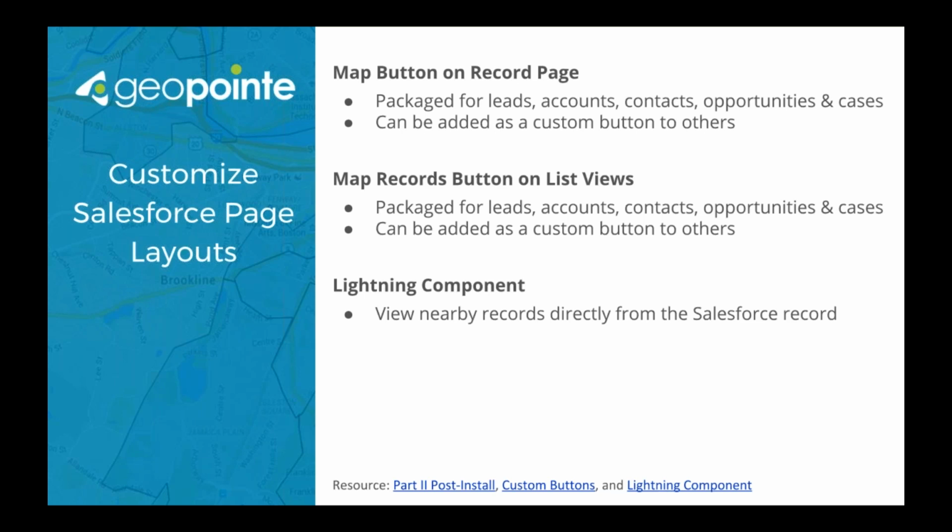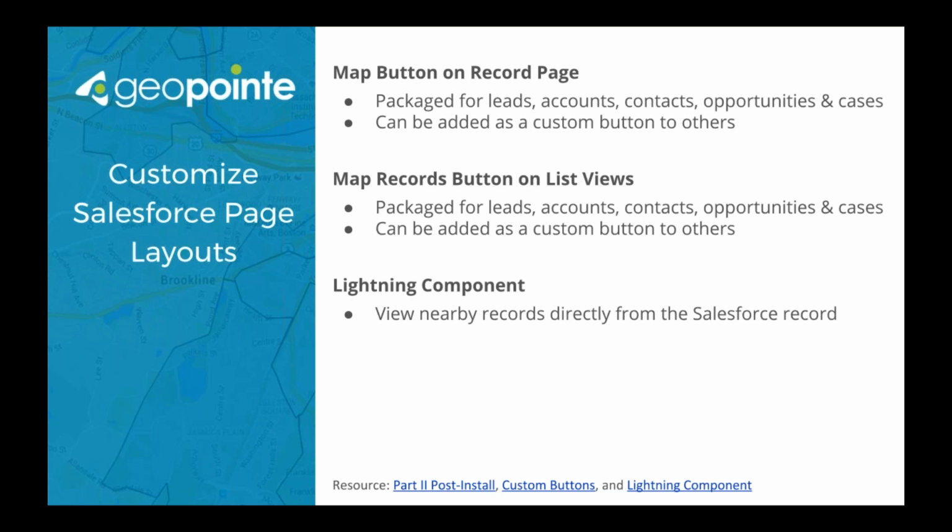location. So you're running a route out there, you know you're going to visit these people, who else can I visit in the area? That kind of a use case. We also have a map records button that you can put on your list views that allows you to just tick off boxes of which records you want to see on the map. Click that button, it takes you out to the map.